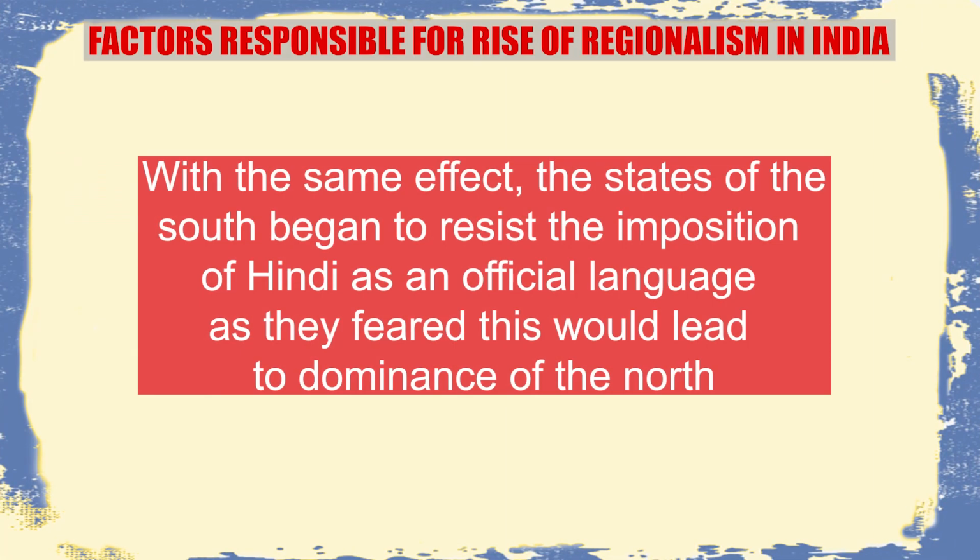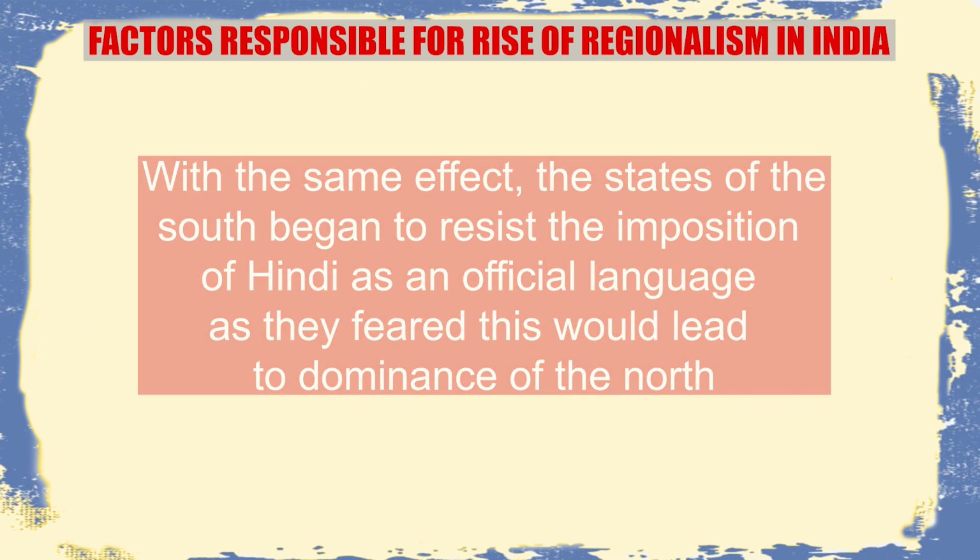This sense of domination by the central government forced regional movements in different parts of the country because they wanted to resist the imposition and domination from the central government. That is the reason why states in South India began to resist the imposition of Hindi as an official language, as they feared that this would lead to domination of the north.